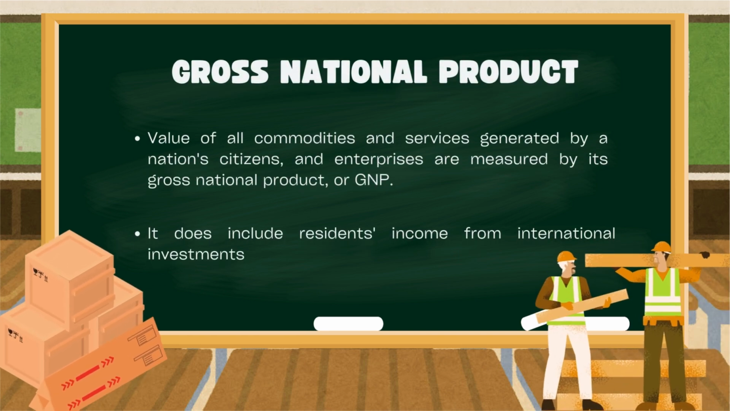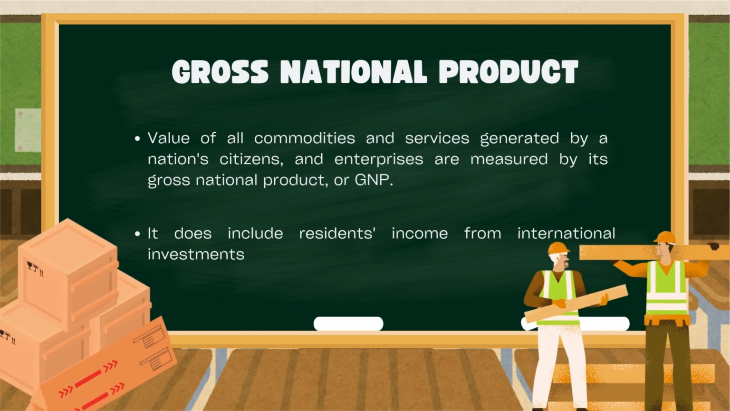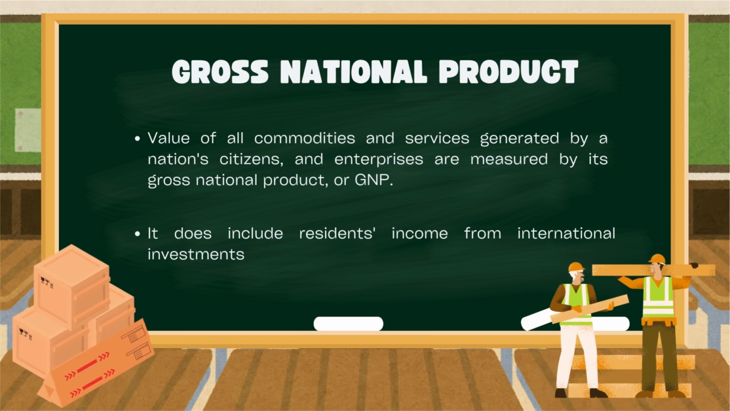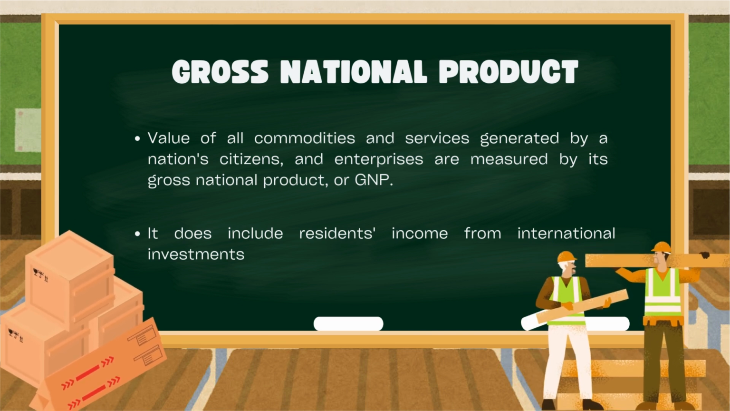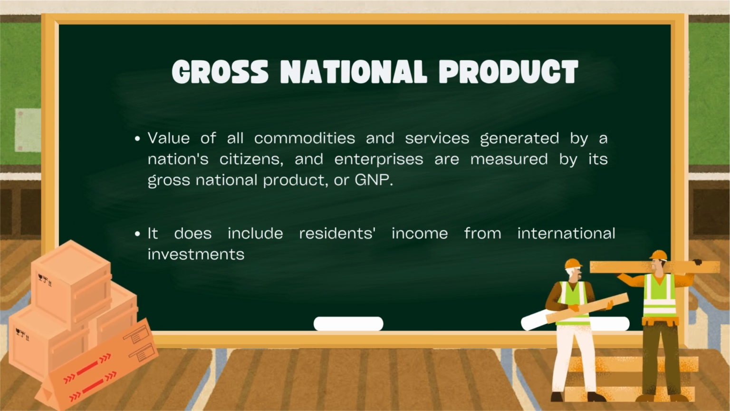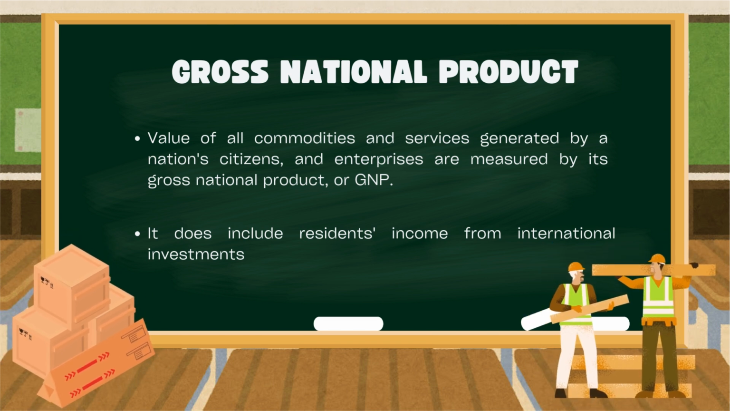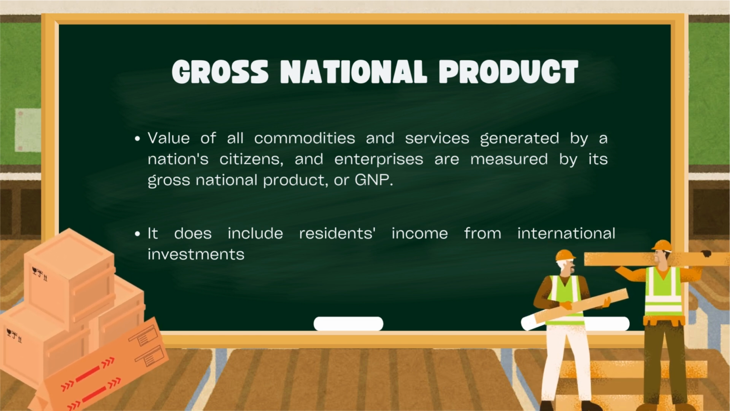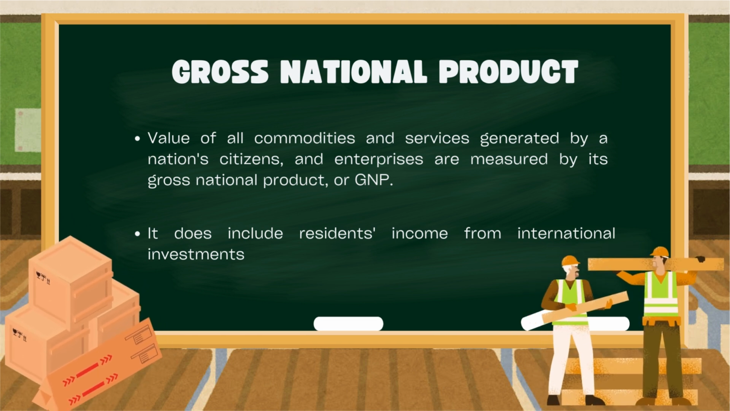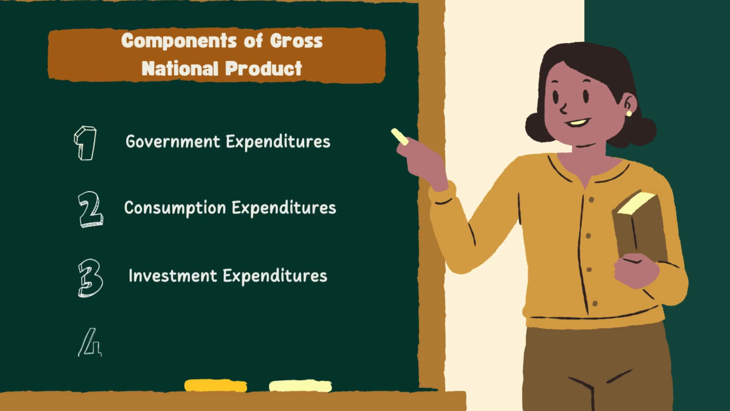Gross national product is the value of all commodities and services generated by a nation's citizens and enterprises. Regardless of the site of production, it calculates the value of the finished goods and services produced by citizens of a country. Gross national product does not include foreign residents' domestic income, but it does include residents' income from international investment. In calculating gross national product, there are four main components we must consider.